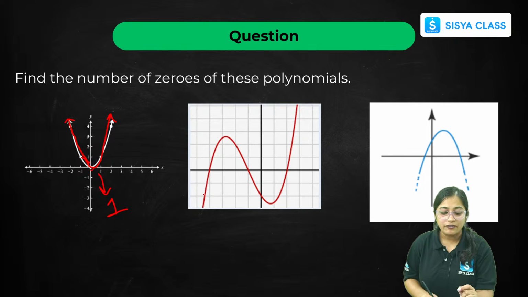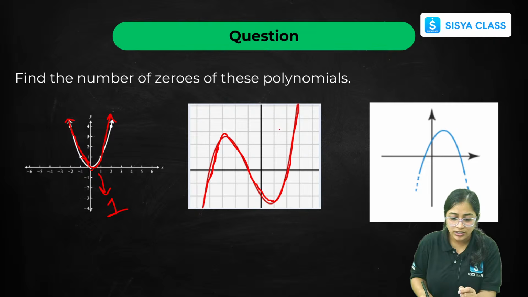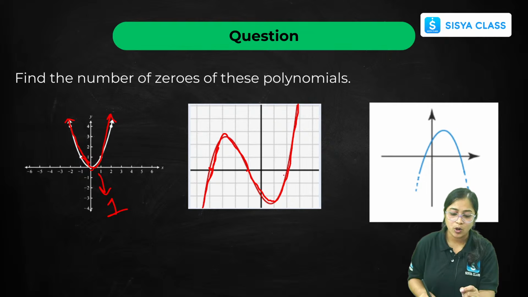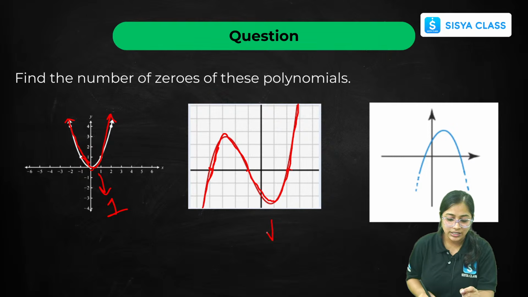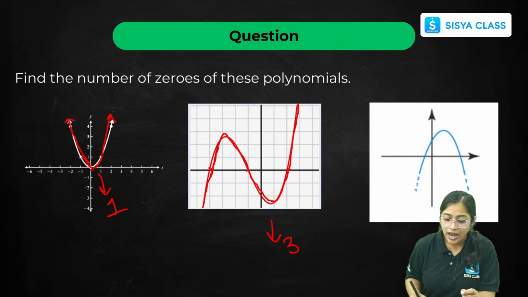Okay. After this, I have this graph. Again, this is intersecting the x-axis at how many points? It is intersecting at 3 points. So how many zeros does it have? It has only 3 zeros, right? Then similarly, I have this graph and it is intersecting the x-axis only at 2 points. So it has 2 zeros, right?